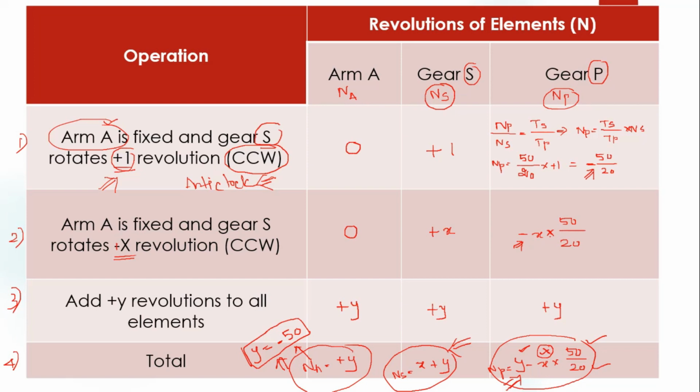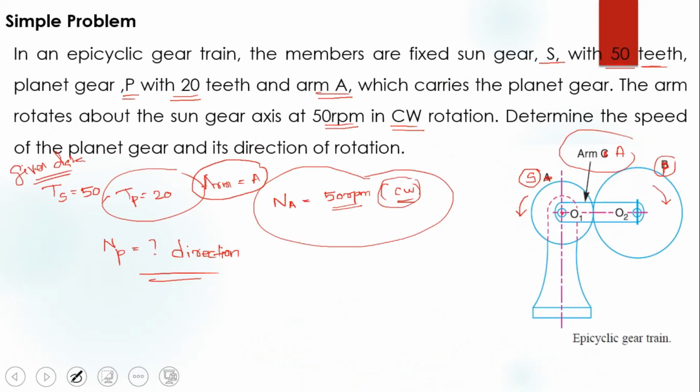So for that we have to take the equation NS, which is equal to x plus y, right? Now we know that y is equal to minus 50 RPM, right? And now the second equation, x plus y, is equal to the speed of NS, right? Now NS we don't know. The arm rotates about the sun axis at 50 RPM in the clockwise direction. Determine the speed of the planet gear and its direction of rotation.